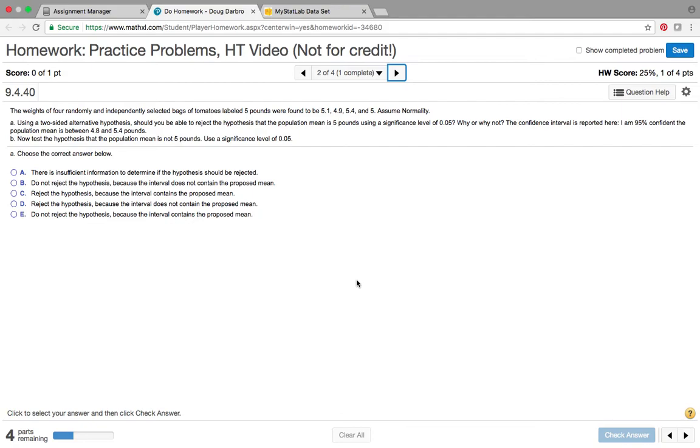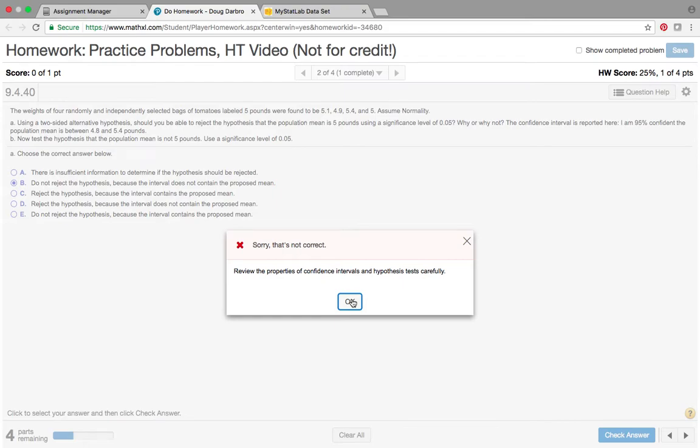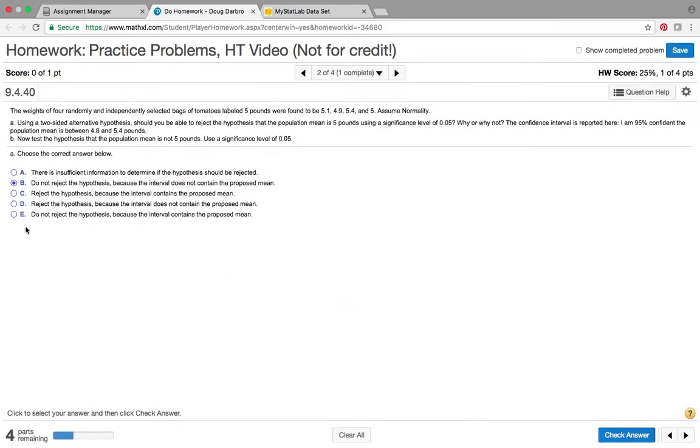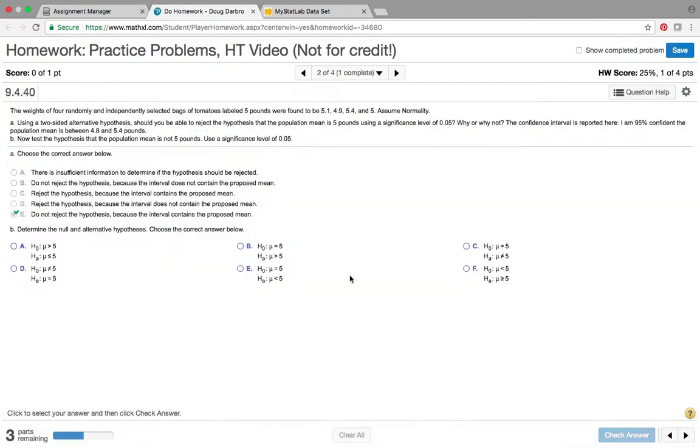Okay, now test. So A, should you be able to reject at 5? Well, does our interval contain 5? It does contain 5, so we would not reject. So do not reject the null because the interval does not contain the proposed mean. So it would be B. Oh, no, the interval does contain, so we do not reject because the interval contains the proposed mean. That was silly.